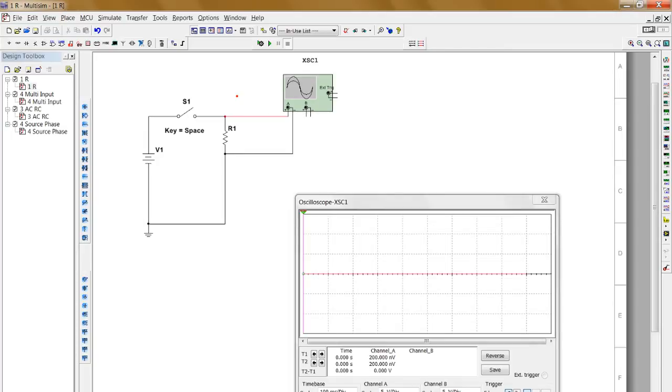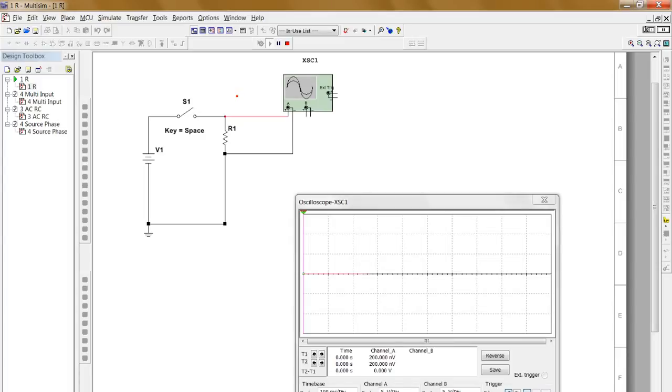There's channel A. I've got the negative terminal attached to the negative, or the ground, which is also the negative terminal of my battery. The battery's connected to the resistor using that switch. I use the key space to close that. And let's turn the system on, and we'll see what the voltage looks like.